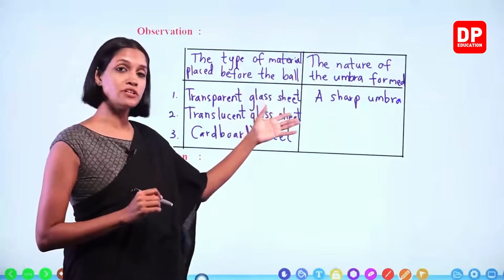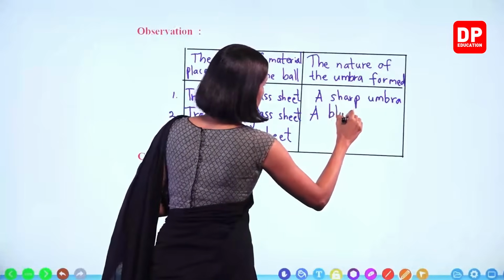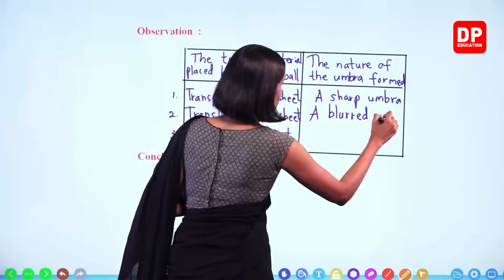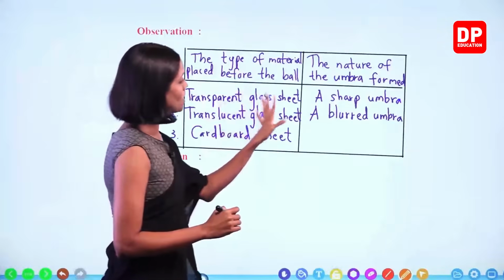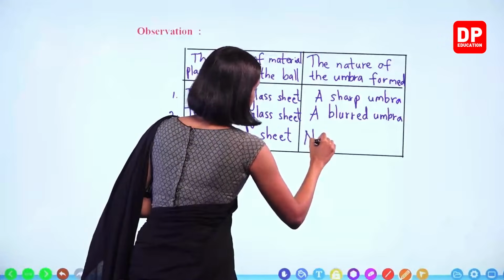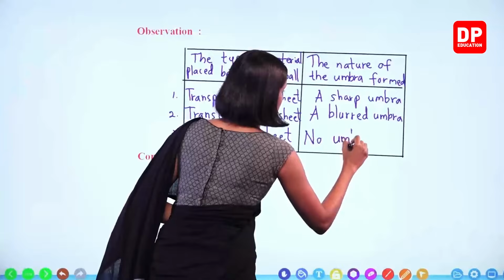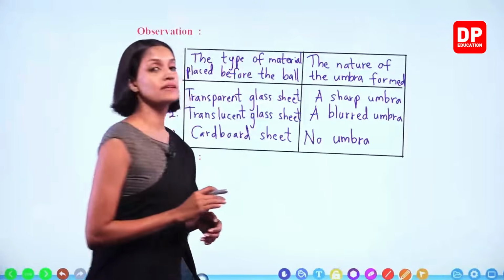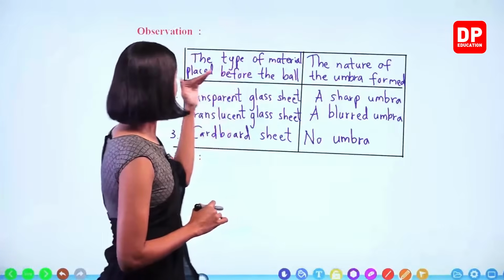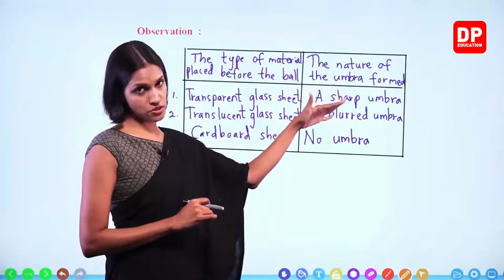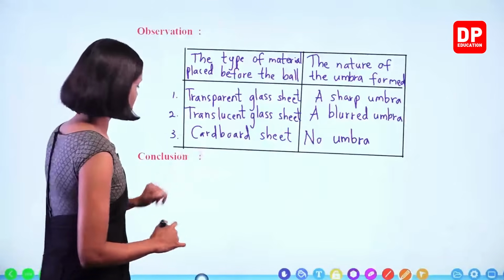Translucent glass sheet, what happened children? Blurred umbra. Cardboard sheet, what happened? No umbra formed. Right children? So when we use the transparent glass sheet, a sharp umbra was formed. Translucent glass sheet, a blurred umbra was formed. And cardboard sheet, no umbra was formed. Okay? We'll write the conclusion.